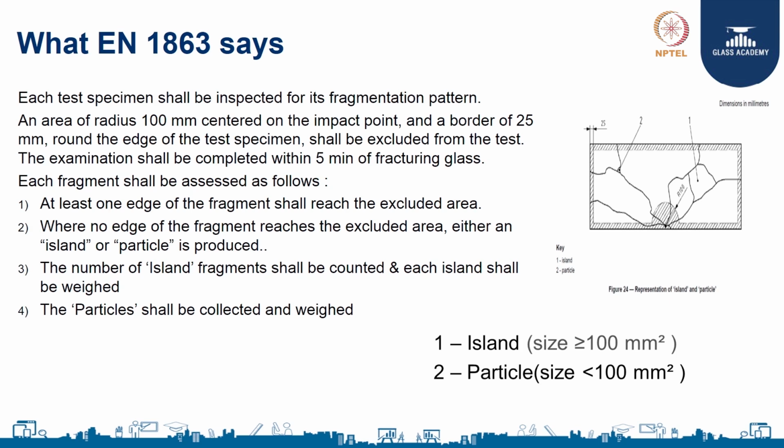Each fragment shall be assessed as follows. At least one edge of the fragment shall reach the excluded area, as shown in that photograph. Where no edge of the fragment reaches the excluded area, either an island or a particle is produced. What is an island? An island is an area of size more than 100 millimeter square, whereas a particle is an area of size less than 100 millimeter square. The number of island fragments shall be counted and each island shall be weighed. The particles shall be collected and weighed.